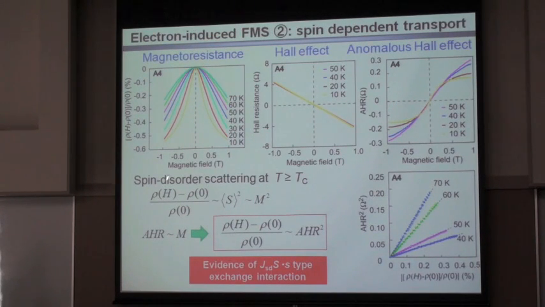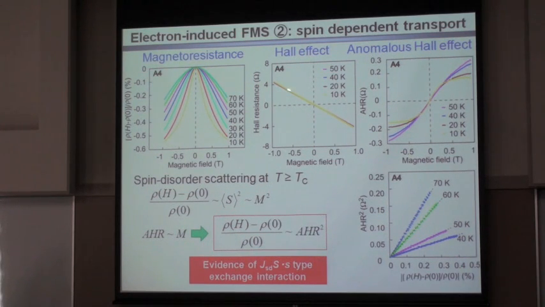And then we measured transport. This is magnetoresistance at various temperatures. And if the scattering is dominated by spin disorder scattering at temperatures higher than Tc, the magnetoresistance ratio should be proportional to the magnetization squared.